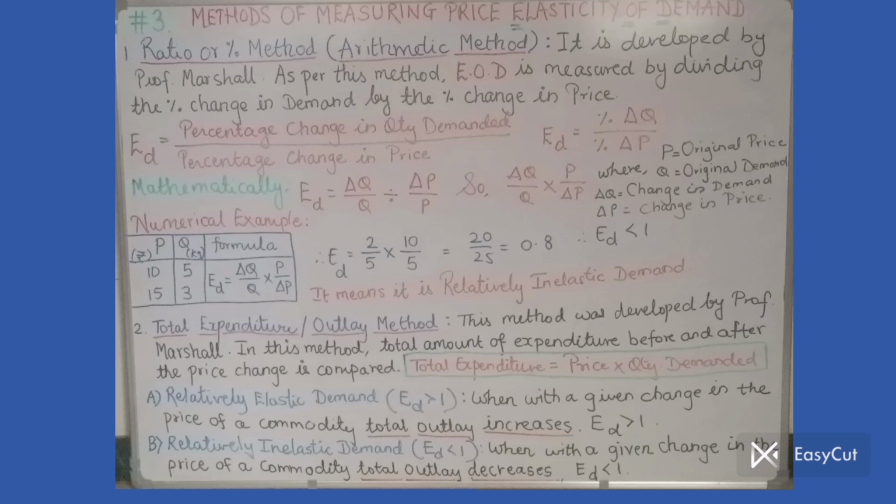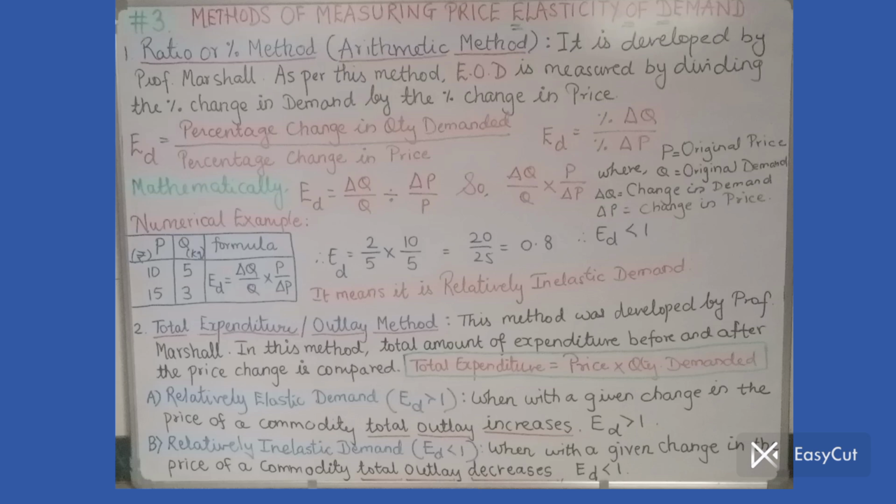So mathematically let us elaborate the formula. ED equal to delta Q upon Q divided by delta P upon P. Whatever I am explaining, you will find everything written on the board very clearly. So let us flip that delta Q upon Q. When the division sign, we are flipping it to multiplication. So the numerator and denominator shifts, they flip. So delta Q upon Q into P upon delta P.